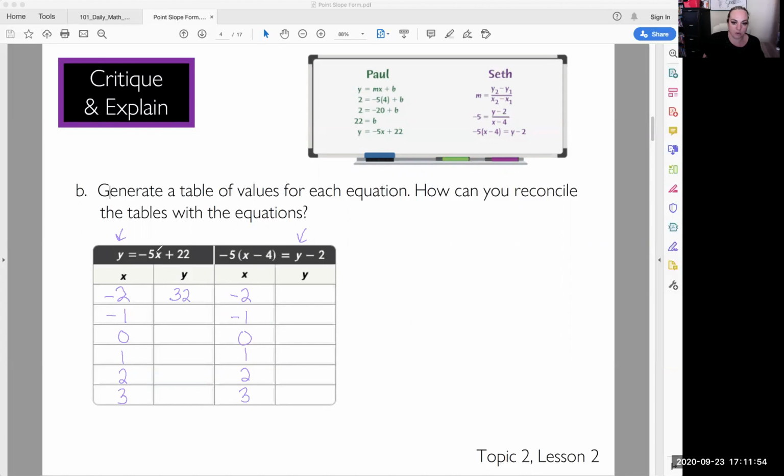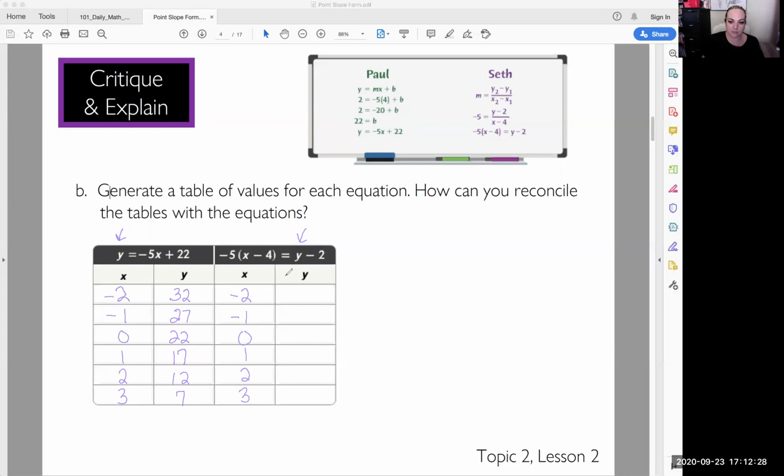When X is -1, we have +5 plus 22 is 27. When X is 0, we just have 22. And this is -5 plus 22 is 17. And you should start to notice the pattern on this side. We're decreasing by 5, so I can already just fill these in. Again, checking this last one just to be sure, -5 times 3 is -15, and -15 plus 22 is 7.